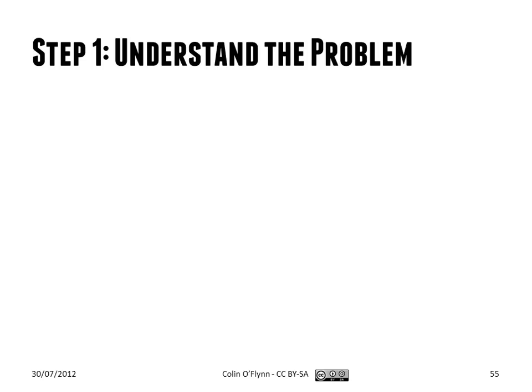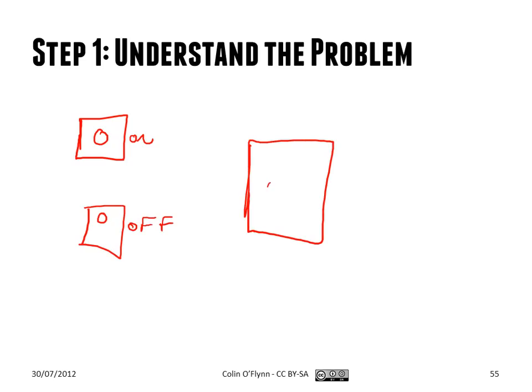So we can go through the same steps. Okay, what do you need to understand? Well, we need to understand there's some buttons. An on button, an off button, there's a state machine, and there's a lamp.